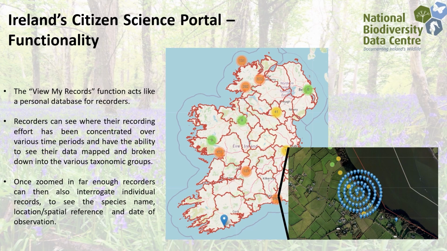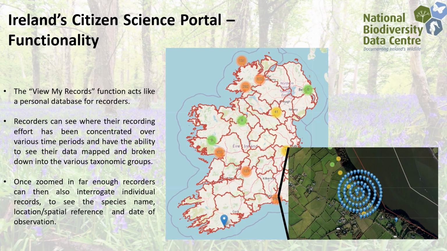So this doesn't show the validated records in biodiversity maps. This basically shows all the records that you have submitted over time. And you can see from this map of Ireland, this shows some of the areas that I've been recording. So quite a few bits down in Waterford and quite a few bits in Donegal.